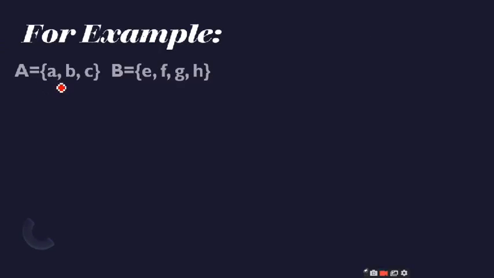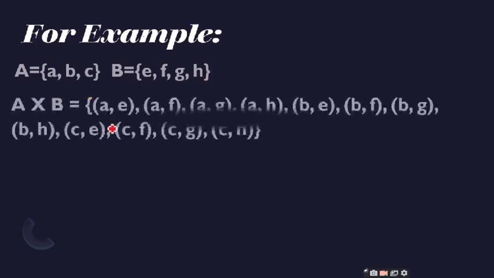If we have a set A, a set of alphabets A, B, C, and set B, a set of alphabets E, F, G, H. First, I have found its Cartesian product, in which I have written all the possible ordered pairs. First, take A and pair it up with the elements of B: A E, A F, A G, A H. Similarly, take B and pair it up with the elements of B, and then take C and pair it up with the elements of set B.